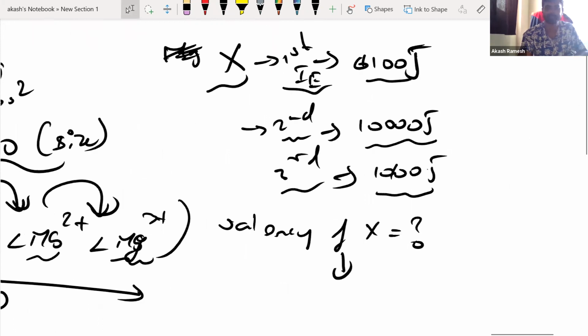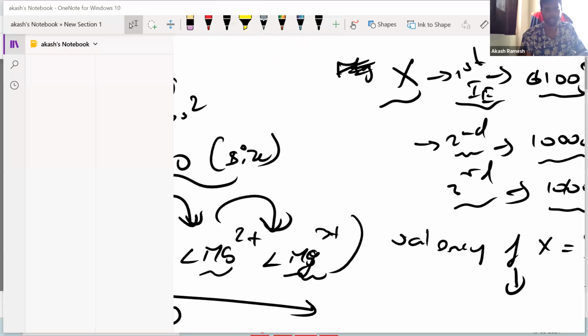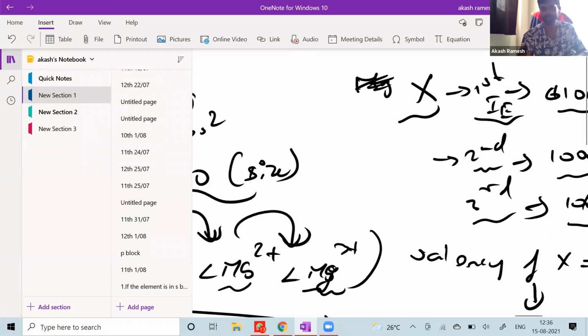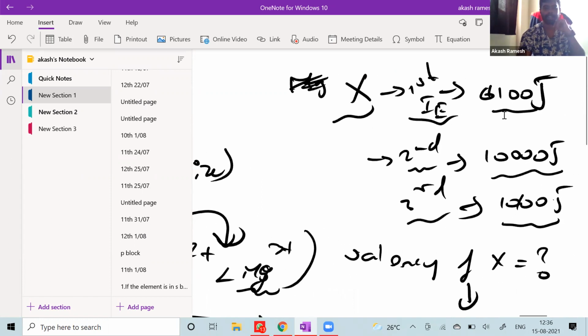Put it in the chat box. No answer came. Come on, everybody, participate. It can be a guess also. Doesn't matter if you're either right or wrong, but participate. What is the valency of X? Look at the values: 100, 10,000, 10,000, 100.